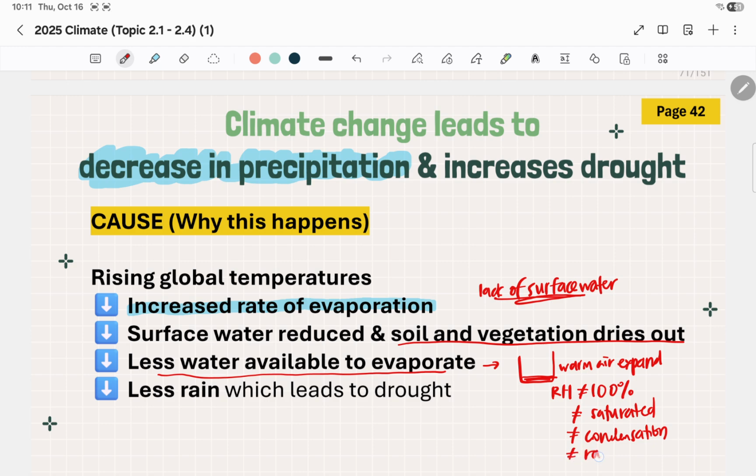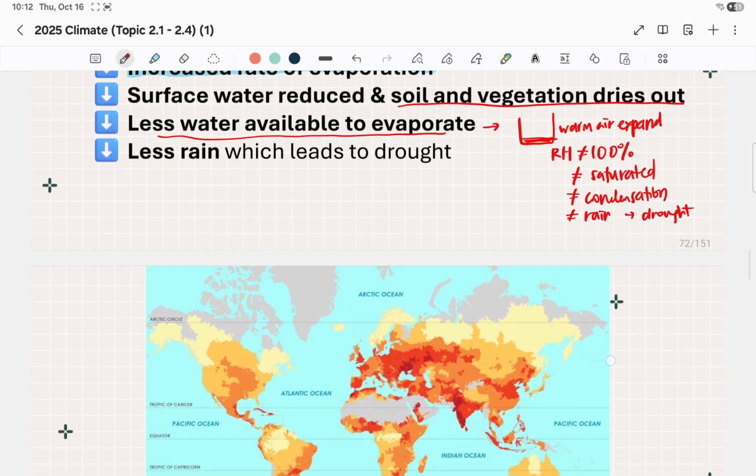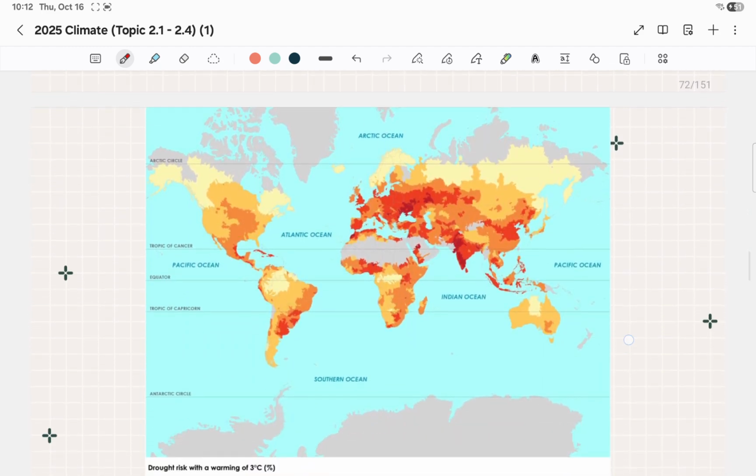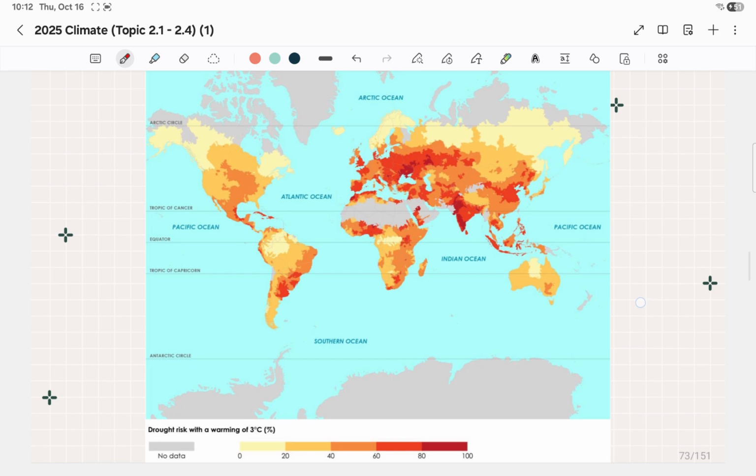No rain. So this leads to drought. Okay, so this is the issue when it comes to rising global temperatures in places where there's a lack of surface water to begin with. Now, the next thing is, you can see in this picture, these are the places that are at risk of drought when the temperature warms up. Okay, when the temperature comes higher, these are places that are at risk. So you can see for Singapore, there is some risk for us, right?